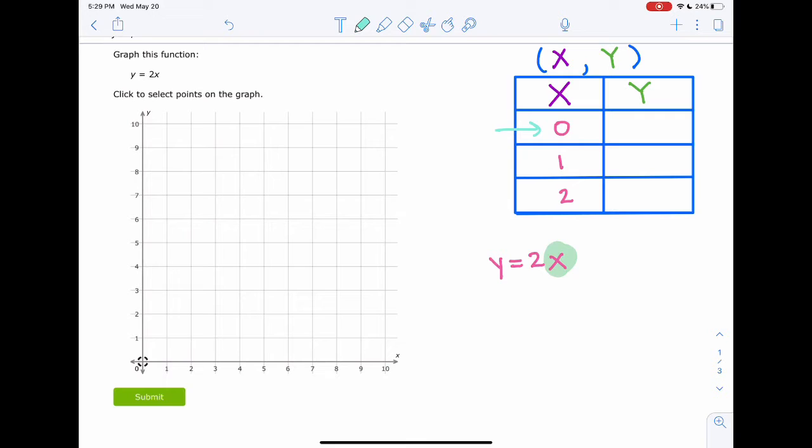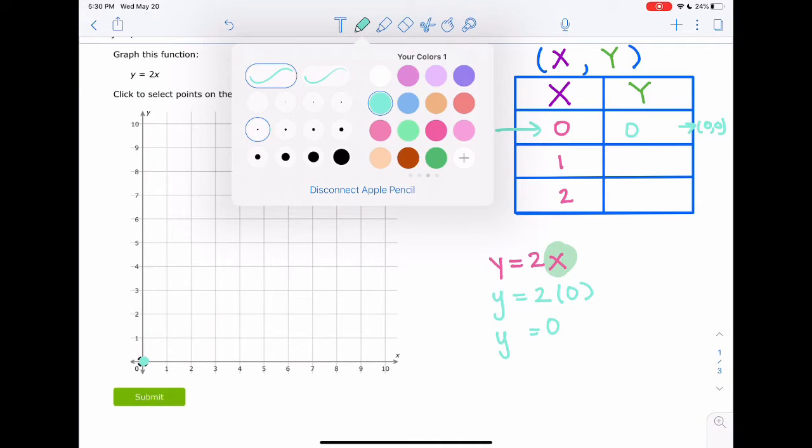x equals 0, I'm going to replace my x with 0. And I'm going to do that by writing parentheses around my 0. 2 times 0 is 0. And I get y equals 0. So this point is going to be 0, 0. So I'm going to go ahead and graph that on my graph. All right, let's do another one.